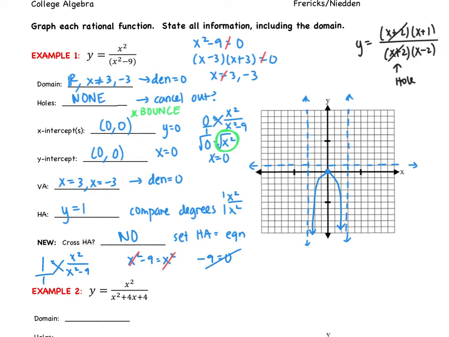And remember, as a check, that x-intercept was supposed to bounce. We said that that x-intercept was going to bounce. And it did. It came up and bounced, it didn't go straight through. You with me so far?